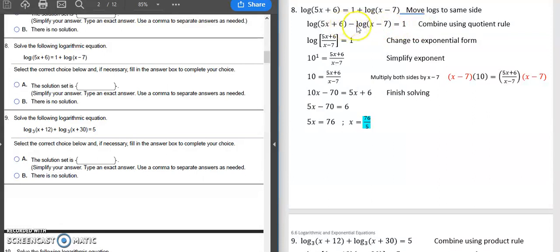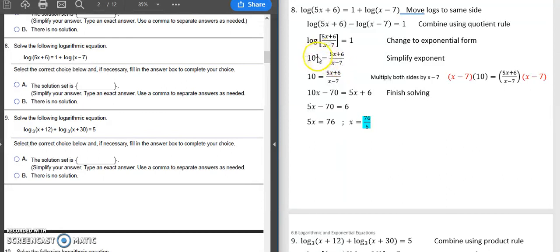So now on the left side, we can combine these two logs using the quotient rule. So we'll combine this and change this into division. So we'll have 5x plus 6 over x minus 7. So log of that equals 1. Now we can change it to an exponential. Remember, we have the common log here. When the base isn't shown, it's understood to be a 10. So we have 10 to the first power equals 5x plus 6 over x minus 7.